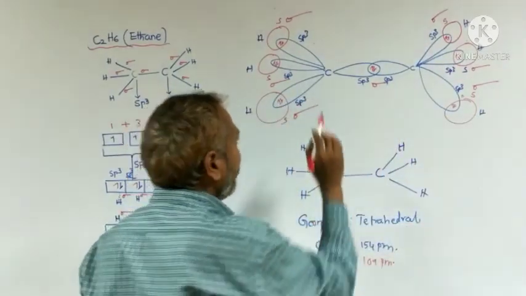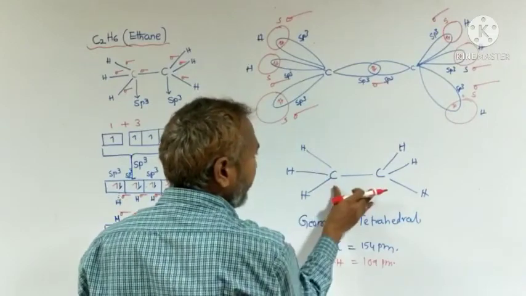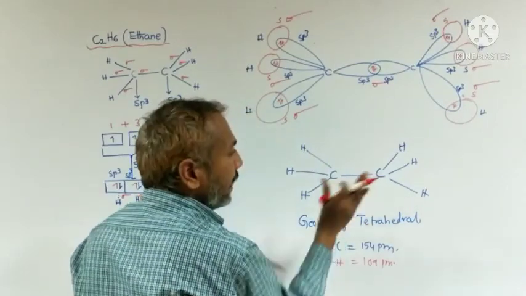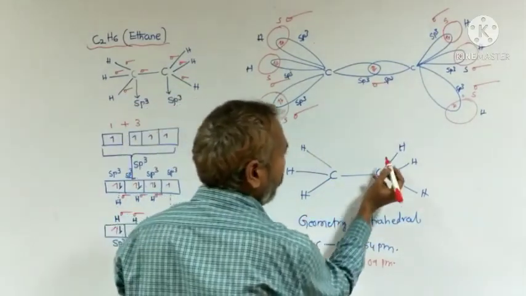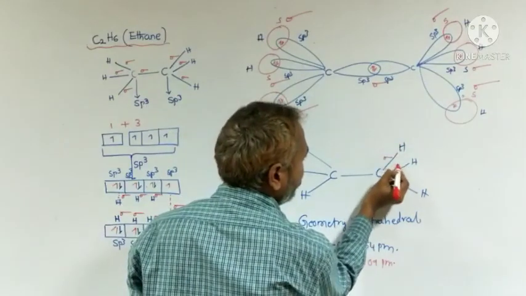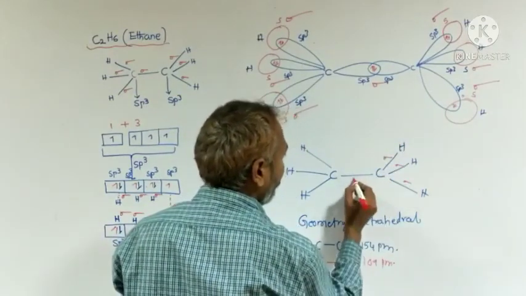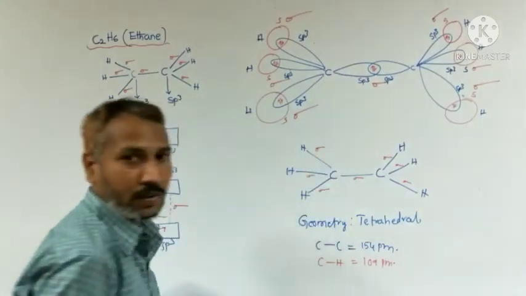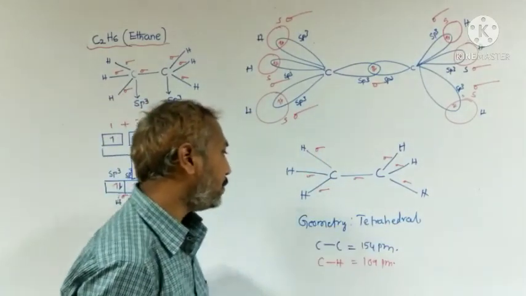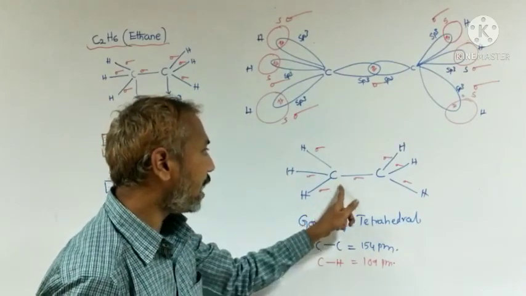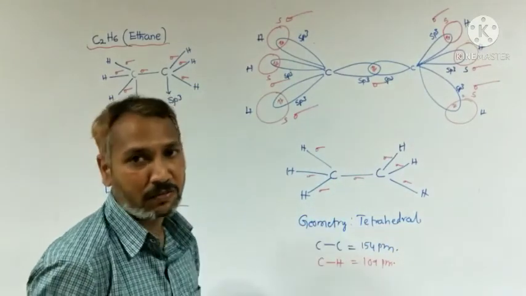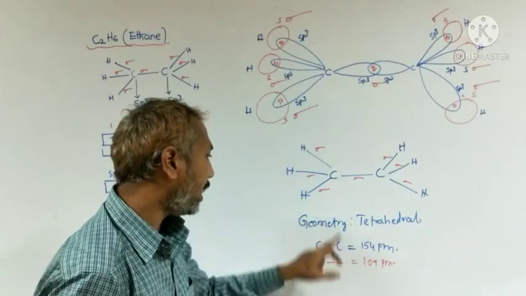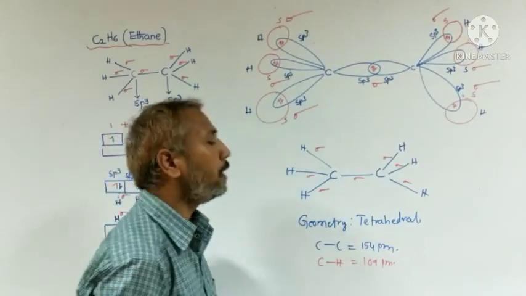So this is the structure of the ethane molecule. How many sigma bonds are there? 1, 2, 3, 4, 5, 6, 7. The geometry is tetrahedral. The carbon-carbon bond length is 154 picometers and the carbon-hydrogen bond length is 109 picometers.